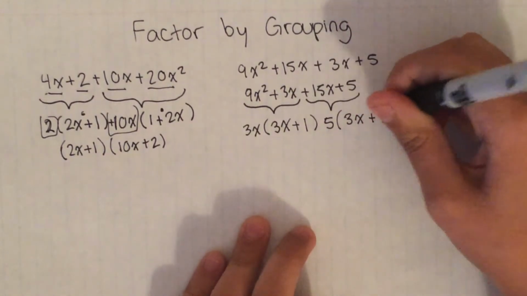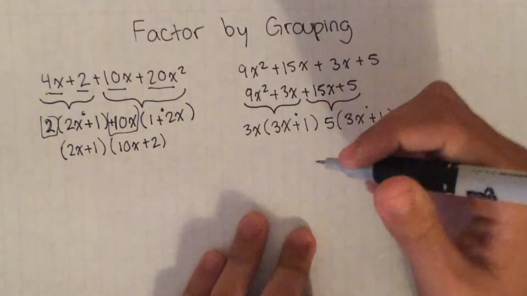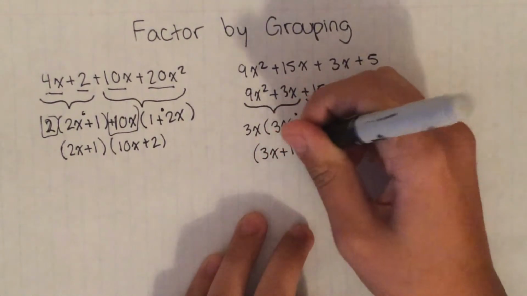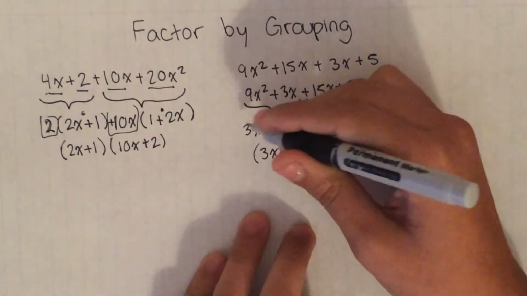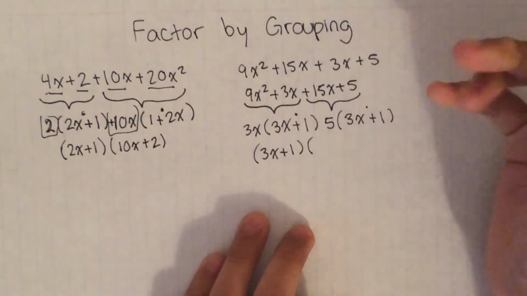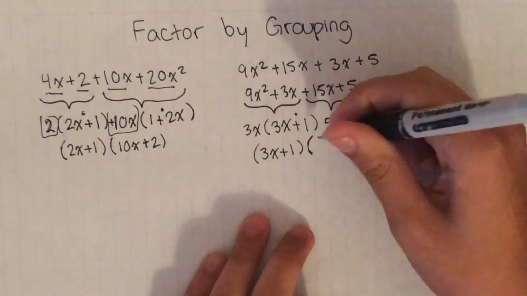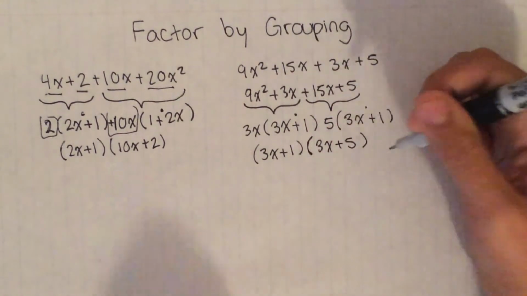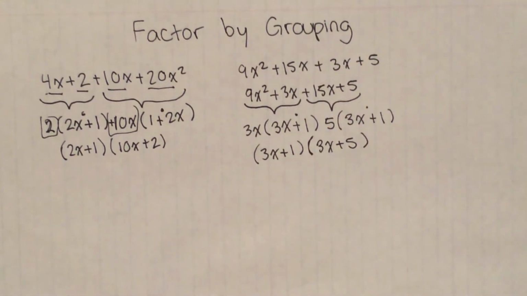And 5 divided by 5 is 1. Now you see these binomials are the same. So I'm going to put them over here, 3x plus 1. I'm going to factor them over here. I'm going to get the left out terms and put them in the next bracket. So 3x plus 5. And there, that's how you factor by grouping.